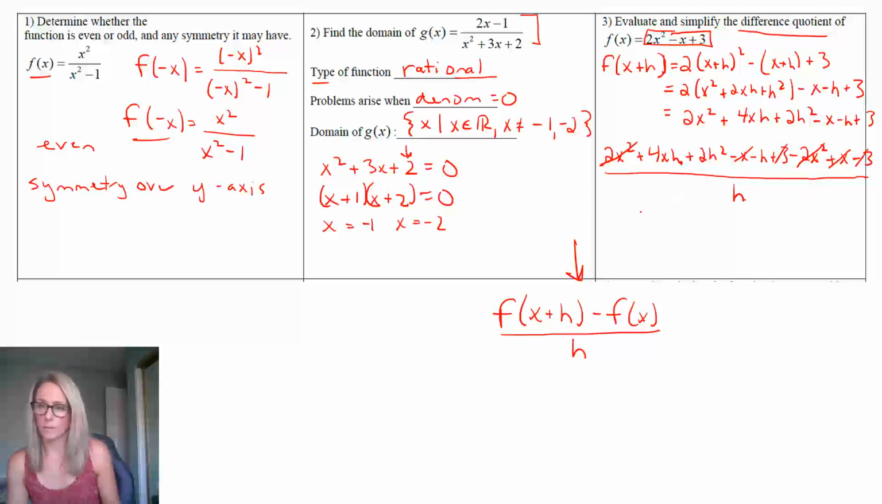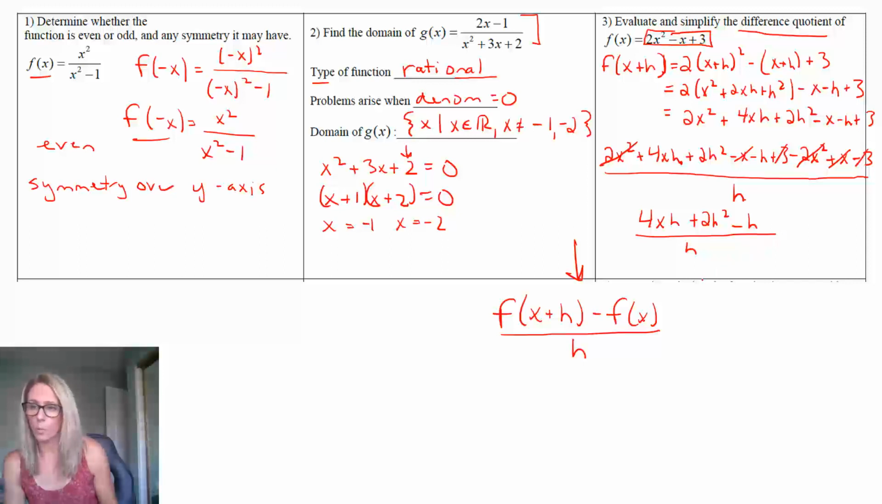Now, the hint for this, I will tell you if you've done this right, everything that you have in your numerator should have an h in it, because it needs to simplify with the h in the denominator. That's essentially how these work.